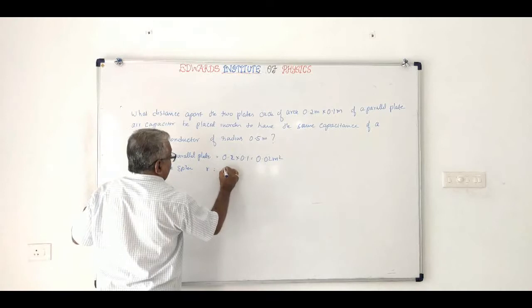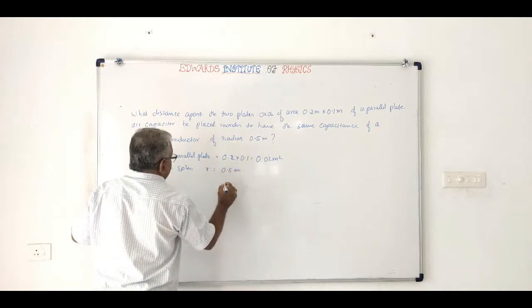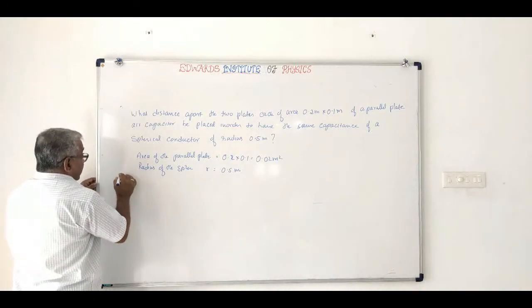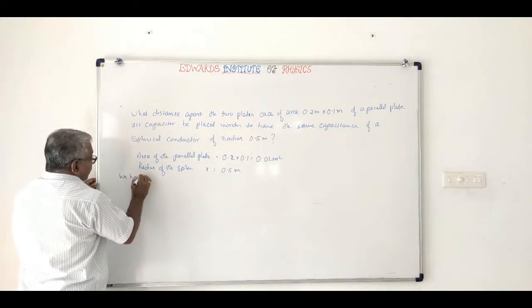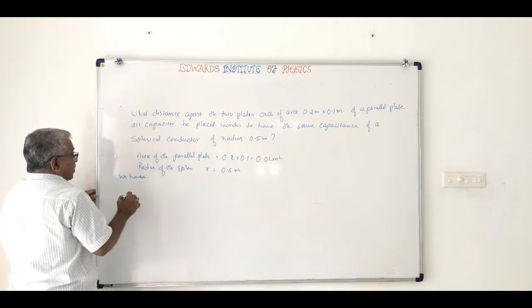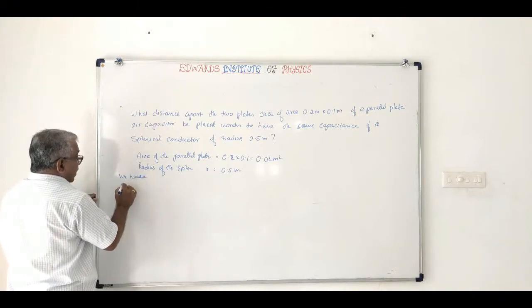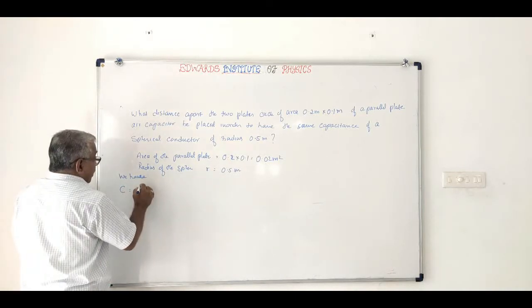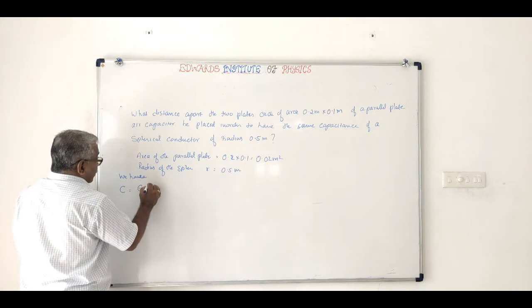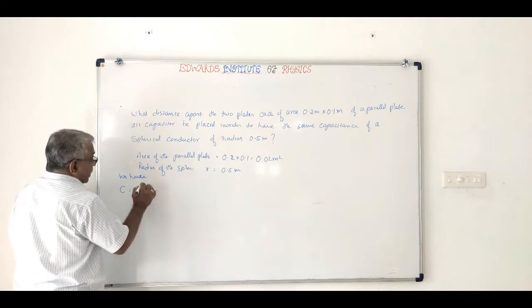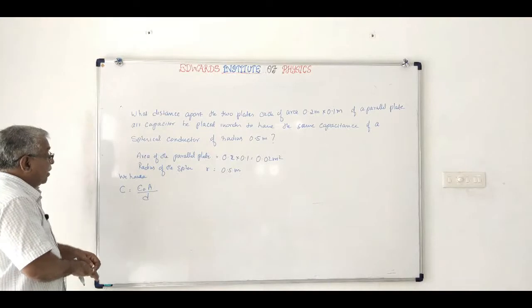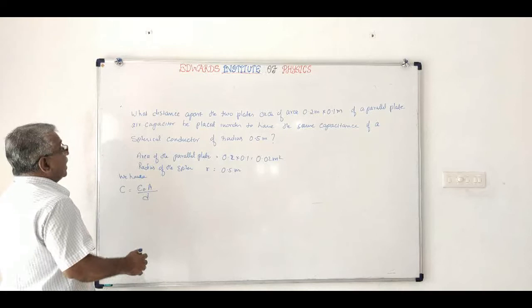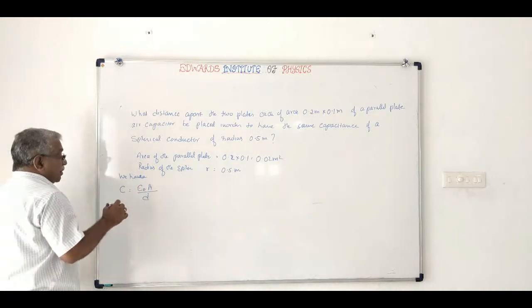R is equal to 0.5 meter. Now, what is the capacitance of a parallel plate capacitor? For a parallel plate capacitor, C is equal to epsilon 0 A by D. This is the formula for the capacitance of a parallel plate capacitor. It is an air capacitor, so we have to use only epsilon 0.